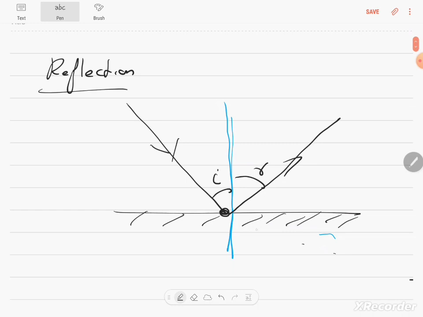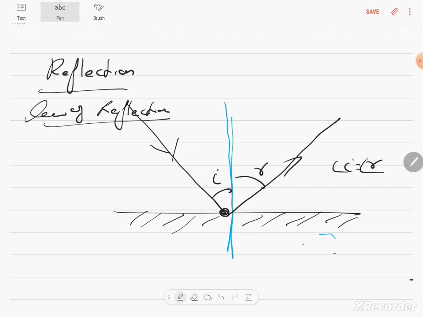Reflection happens only on a mirror surface. And you know this angle of i is equal to r. The angle of incidence should always be equal to the angle of reflection. And the laws of reflection, these are standard basics.